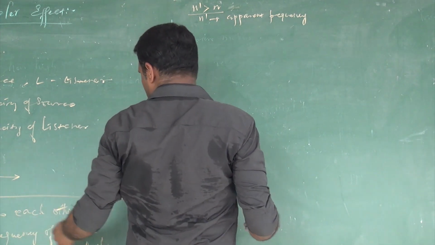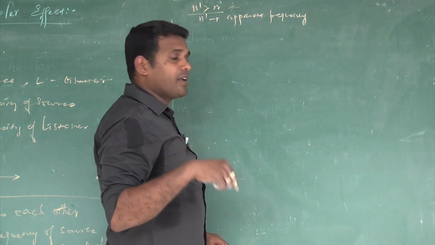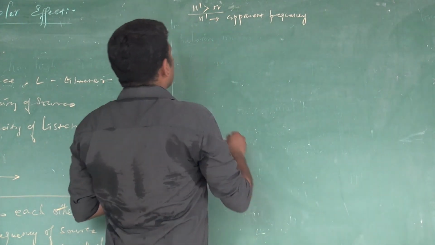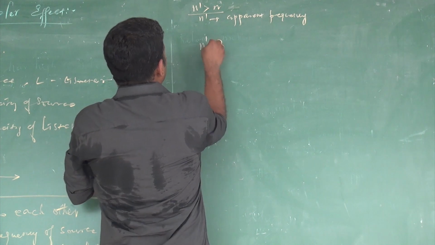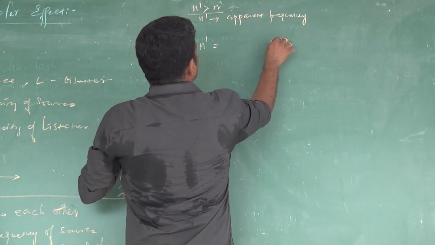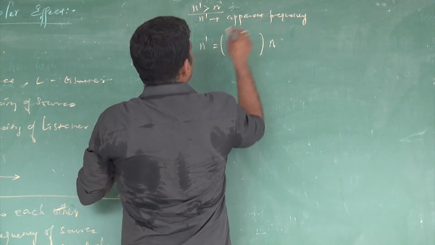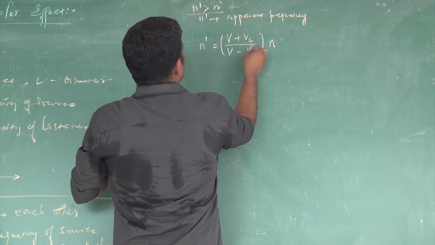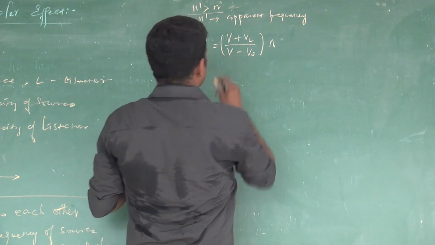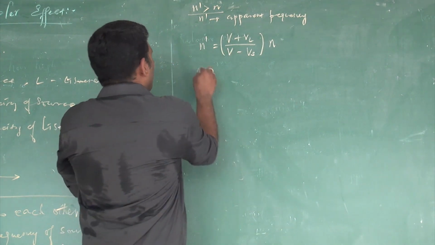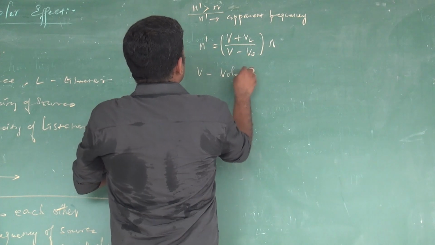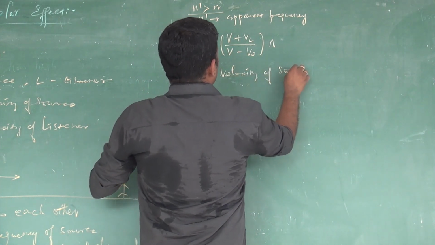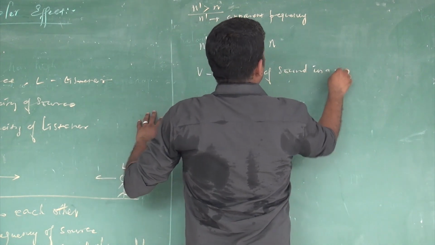As I mentioned, n is the frequency of the source and n prime is the frequency of the sound observed by the listener. Then we can bring out a relation connecting these two frequencies. n prime is equal to some multiplying factor into n, which is (v plus vl) divided by (v minus vs), where v is the velocity of sound in a given medium.